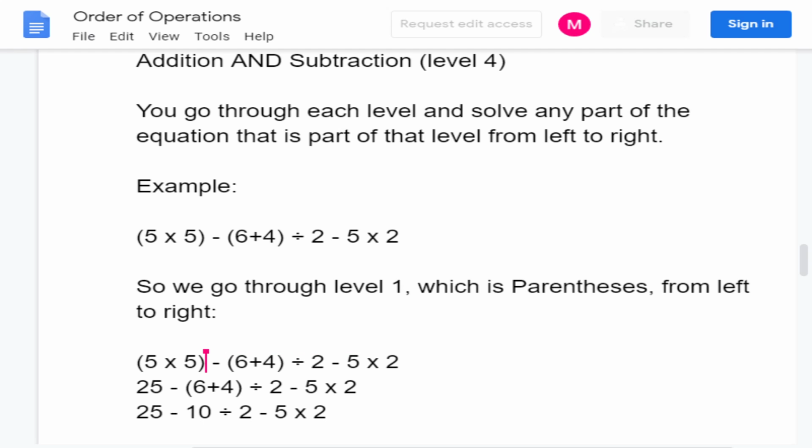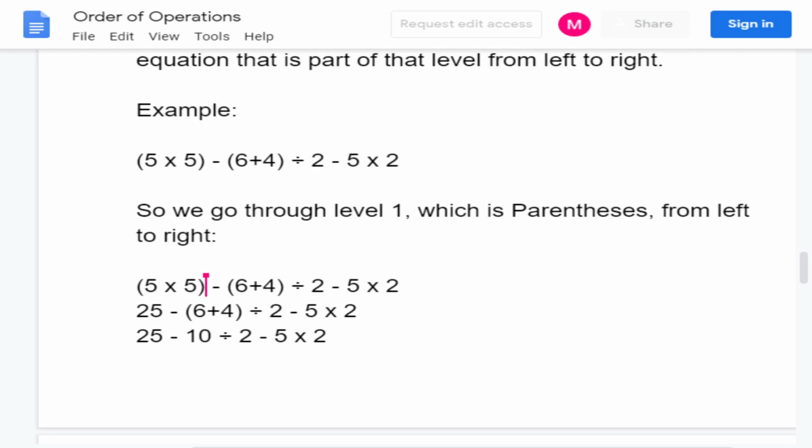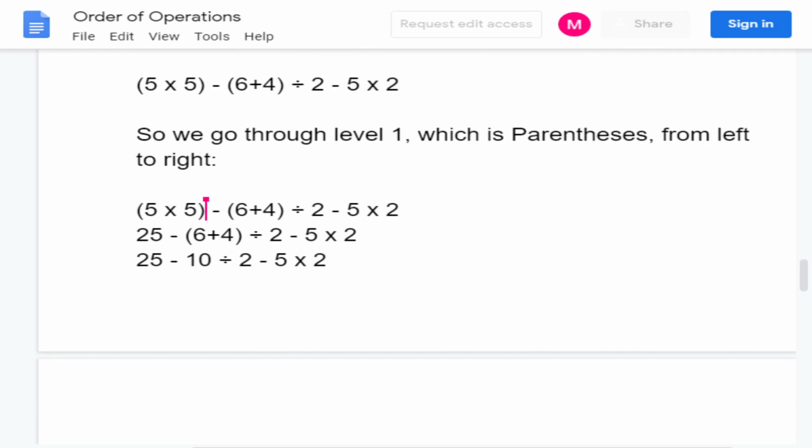Right now we have 5 times 5 minus 6 plus 4, divided by 2 minus 5 times 2. The first thing we're going to do is 5 times 5, because that is the parentheses all the way on the left. So we get 25. The rest stays the same. Then we drop another line, and we're going to do the 6 plus 4, because that's the next parentheses. So then it would be 25 minus 10 divided by 2 minus 5 times 2.